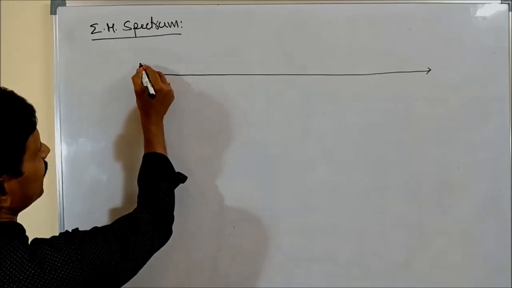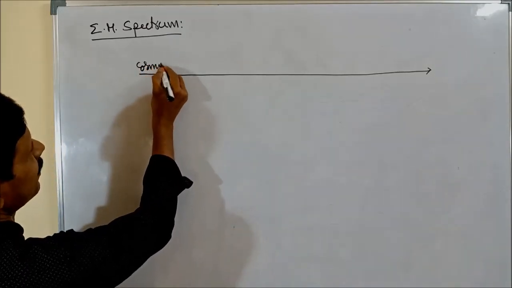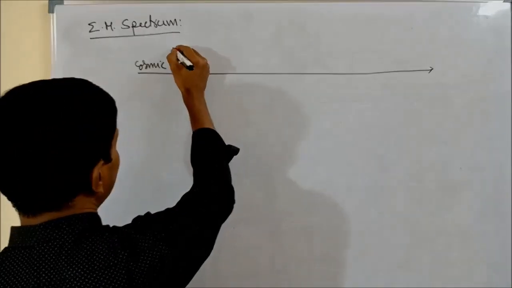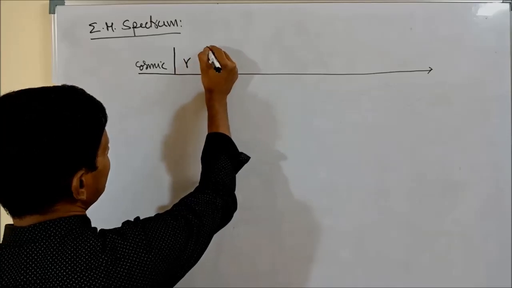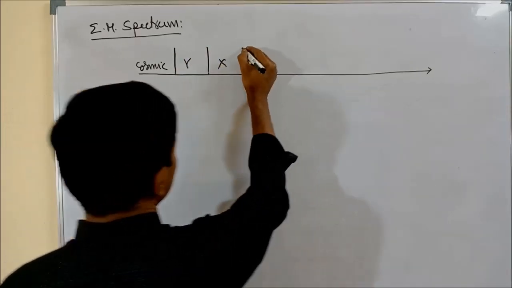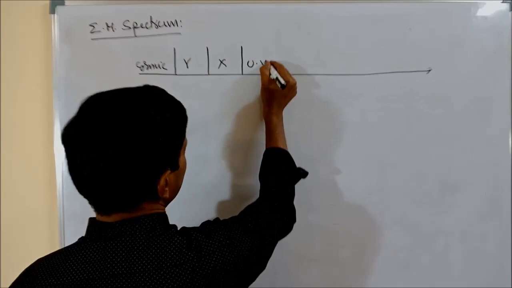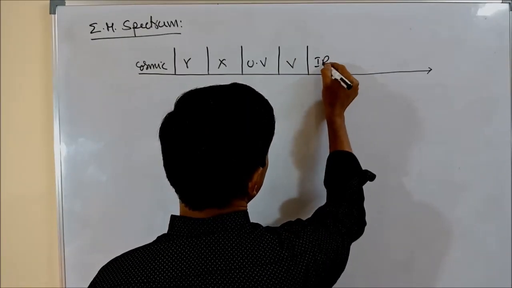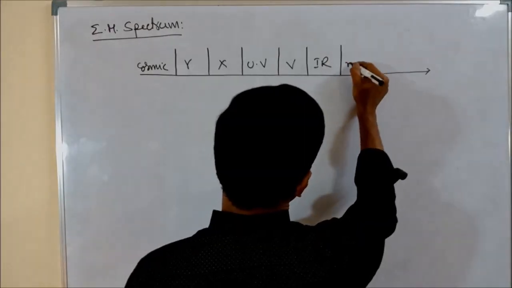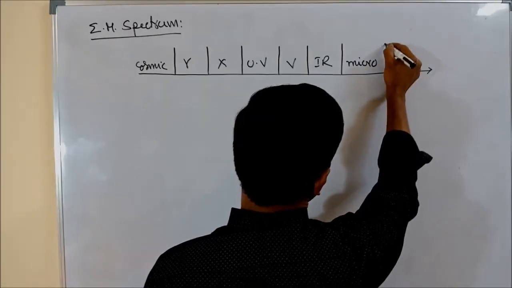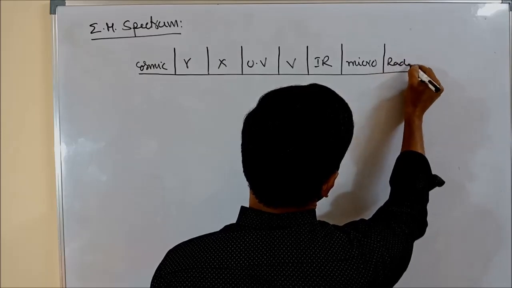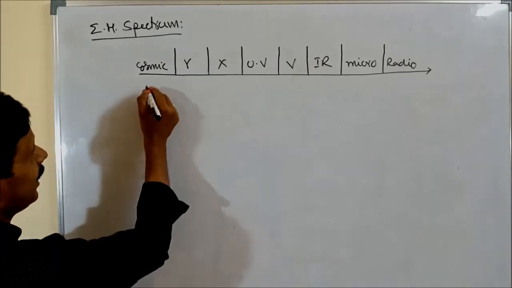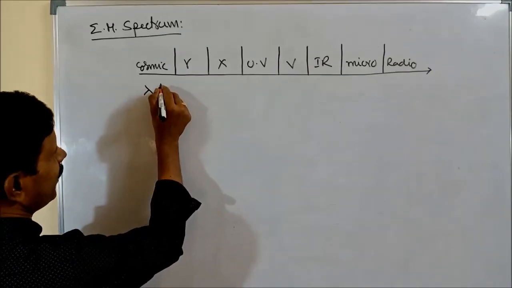In that, the first one we get is cosmic rays with the shortest wavelengths, and after that we have gamma rays, X-rays, ultraviolet, visible light, infrared, and here we have microwaves and radio waves. So like this we have different electromagnetic radiations in increasing order of wavelength.